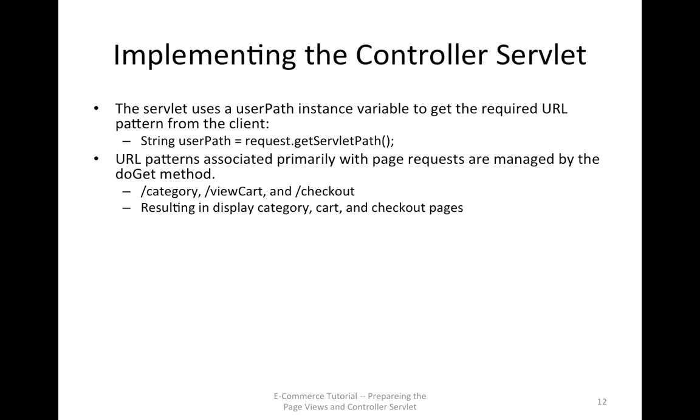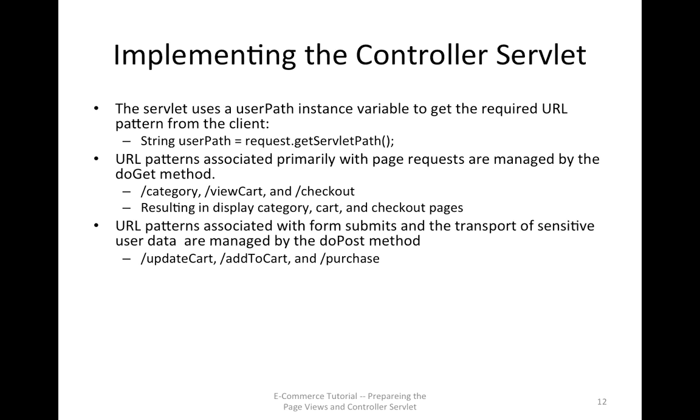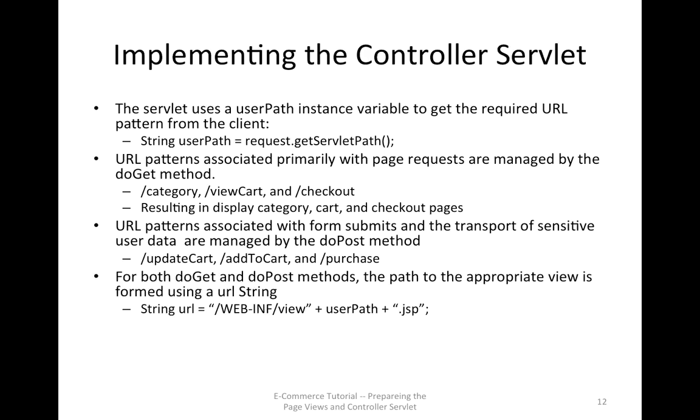The result is to display the category, cart, and checkout pages. The URL patterns associated with form submits and the transport of sensitive user data are managed by the doPost method, for example, updateCart, addToCart, and purchase. For both the doGet and doPost methods, the path to the appropriate view is formed using a URL string: String url equal /WEB-INF/view/ plus userPath plus .jsp.